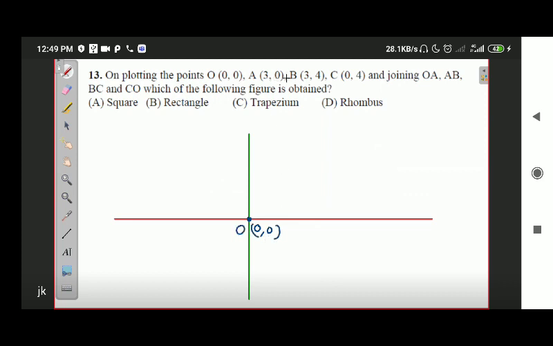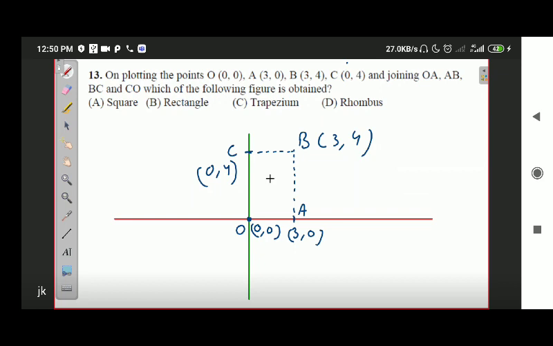Point A is 3, 0. 3, 0 will lie on which axis? X is 3, y is 0. This is 3, 0. A will lie somewhere here. Then 3, 4, we will see about 3, 4. C point is 0, 4. X is 0, y is 4. This will lie somewhere here. Okay, this graph that I am making is not by the scale. It is an approximate graph. So this point is 0, 4, and the B point that was 3, 4 will be somewhere here.